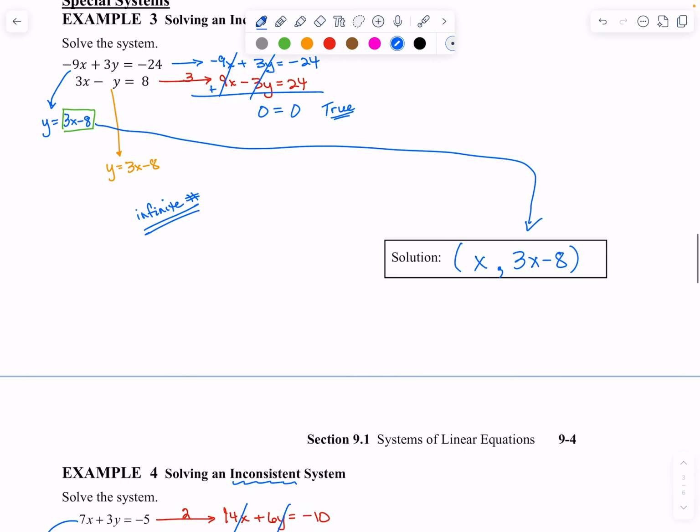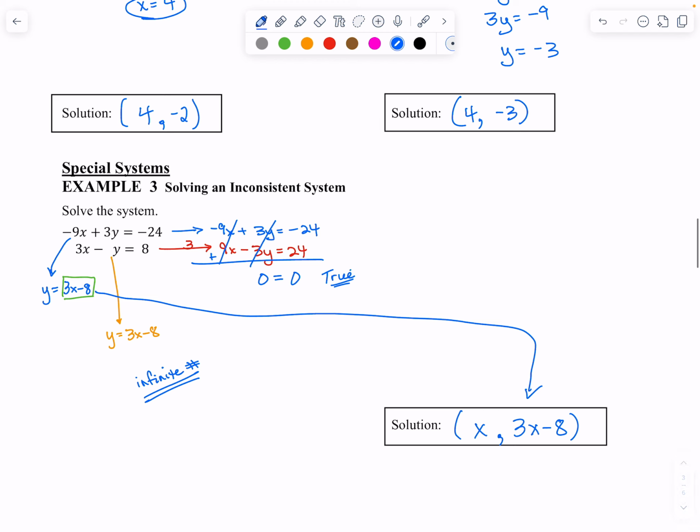If you get something that is true, you have to solve one of these. It doesn't matter which one. You have to solve one of those guys for y or x. Either way, I usually solve it for y and then put an x here and put my y, whatever I get, in the y slot. Okay.